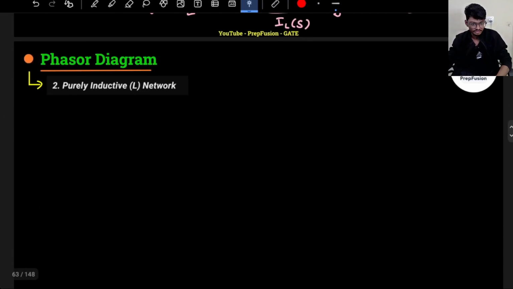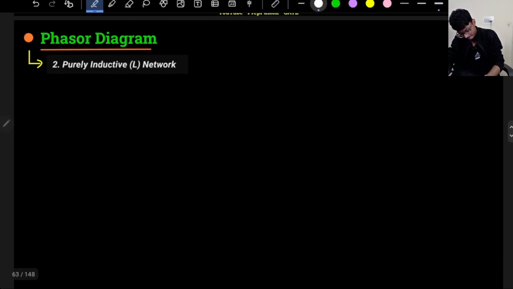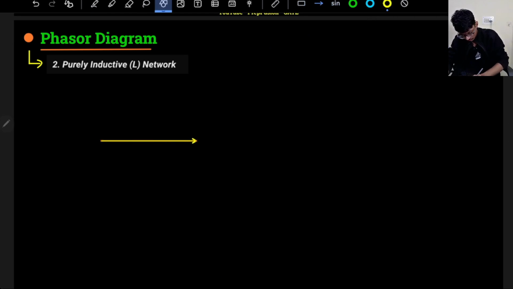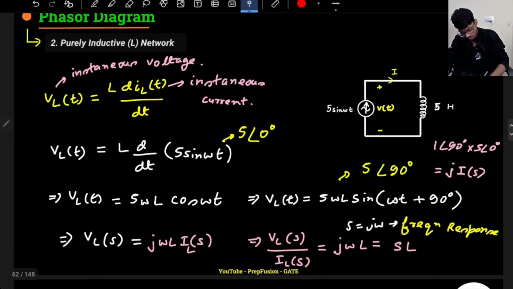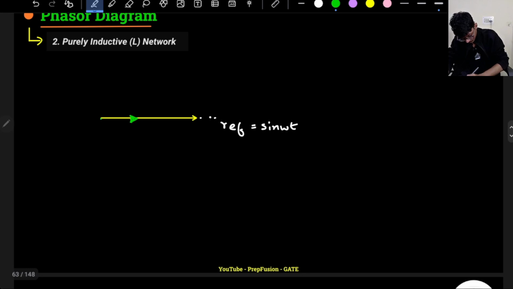So how will we draw the phasor diagram? If I have chosen sin omega t to be my reference, then sin omega t is here, that is my reference, and here is my current. It is in phase with the reference because my current is also 5 sin omega t.